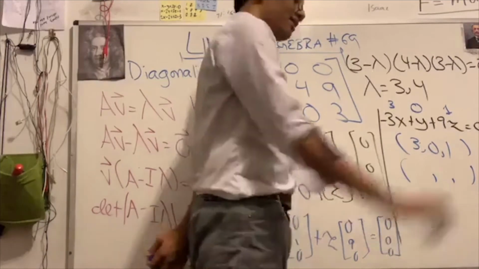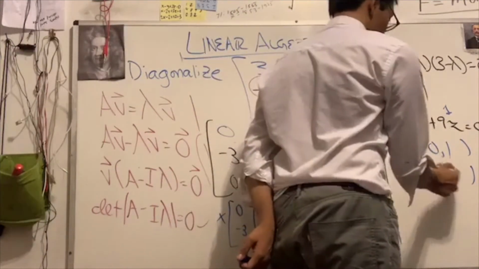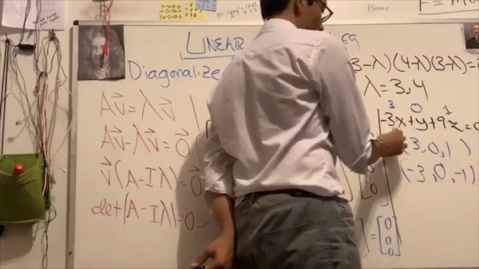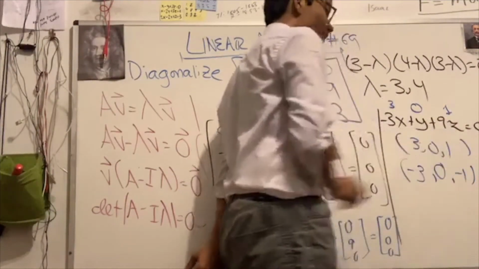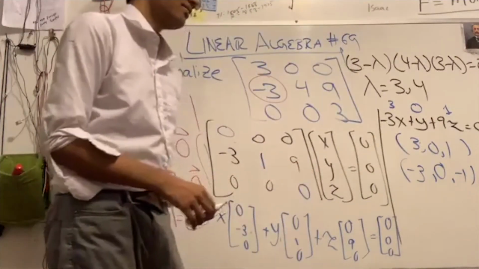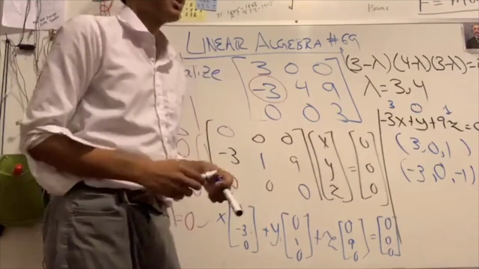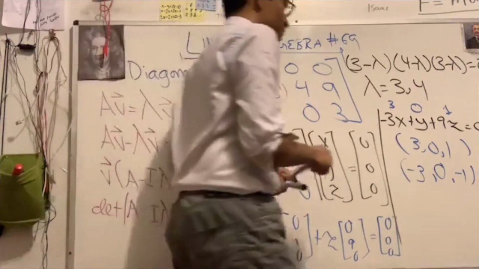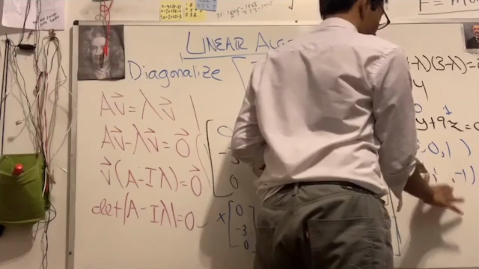Say it again: minus 3, minus 0, minus 1. So let's see if that works. This gives me 9, that gives me minus 9, but does anyone see a problem with this? Again, this is not linearly independent with this. It's a negative multiple, so you have to be careful. It's on the same line.